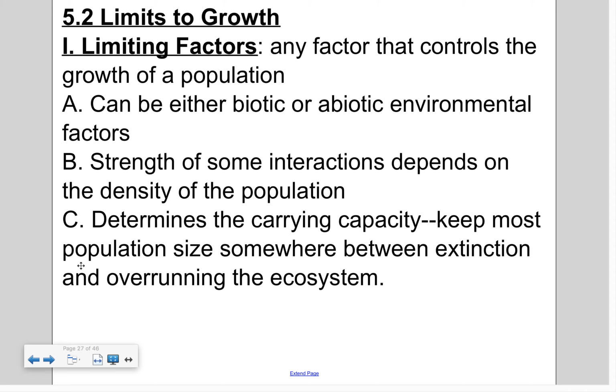So a lot of times carrying capacity keeps that population size somewhere in between extinction, where the organism is completely wiped out, kind of like the reindeer on St. Matthew Island, or overrunning the ecosystem. So it keeps it even keel, in balance, for the perfect amount for that ecosystem.